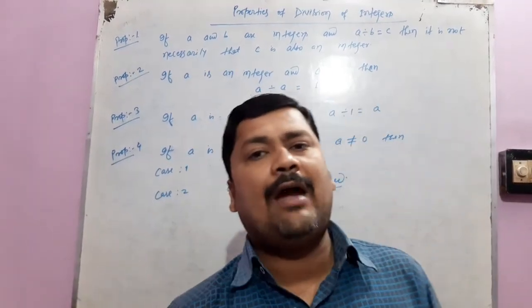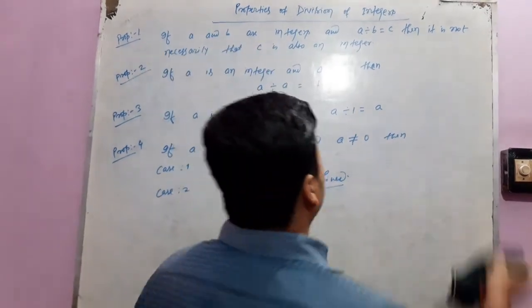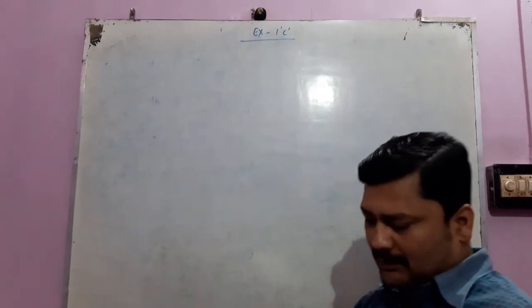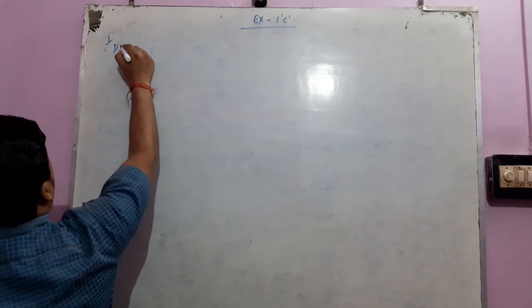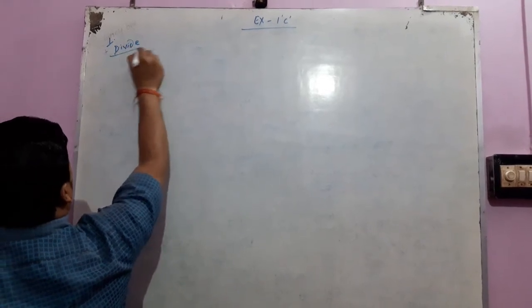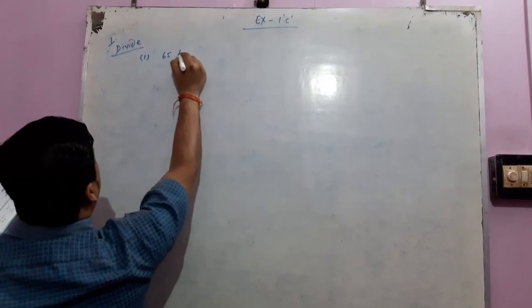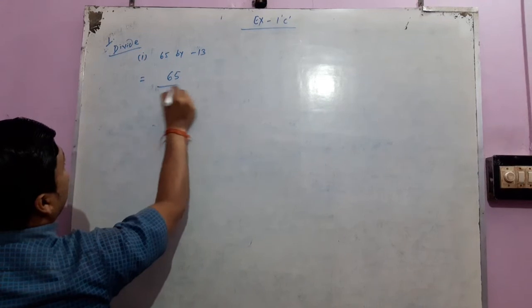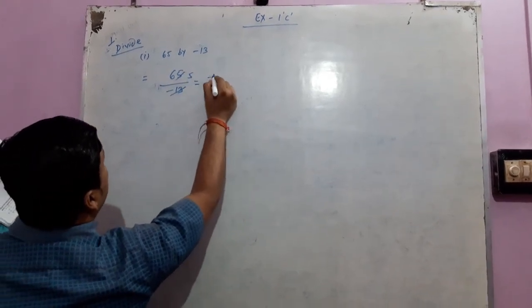Now we have to solve exercise 1C of the RS Aggarwal book. So we have to look here. Now exercise 1C. The very first question is to divide. The first question is 65 by minus 13. So when we divide 65 by minus 13, 13 fives are 65, so the result will be minus 5.